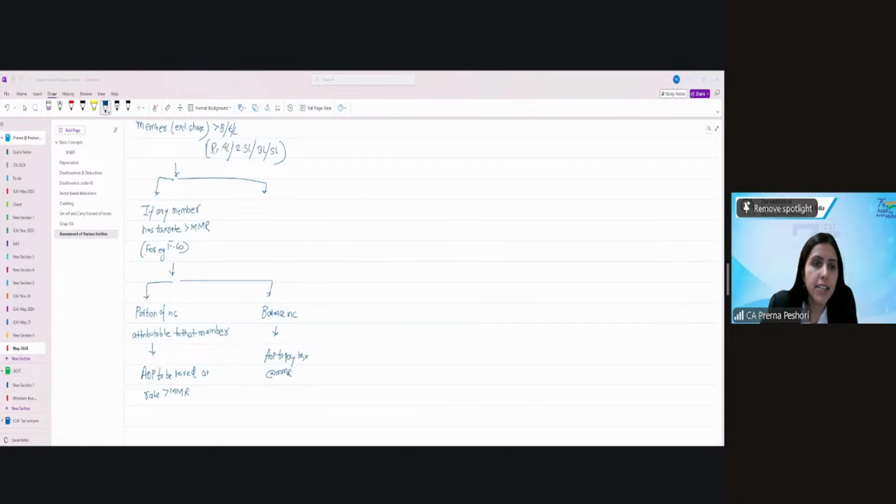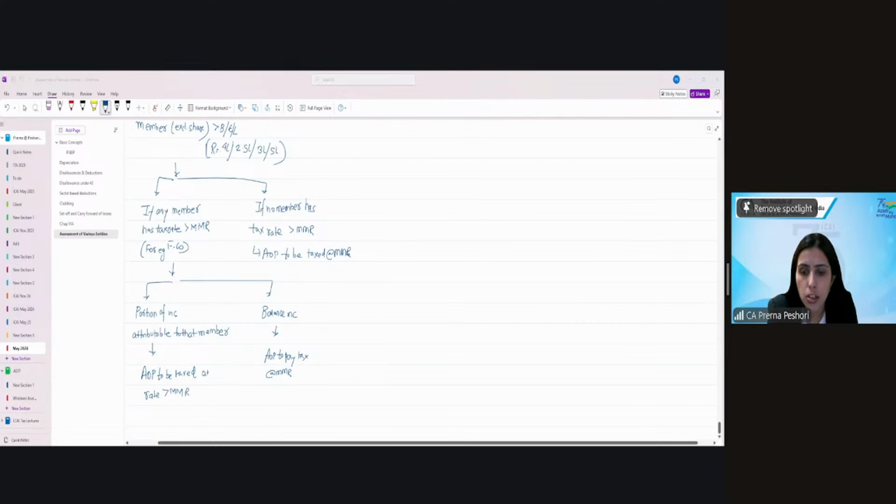And if no member has a tax rate greater than MMR, then AOP will be taxed at MMR.